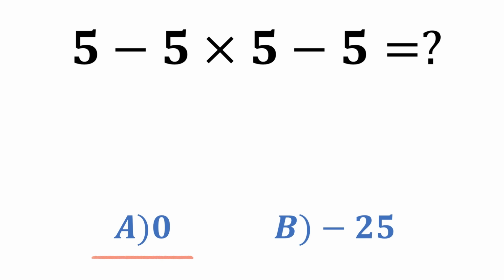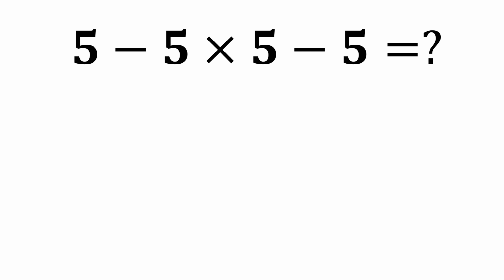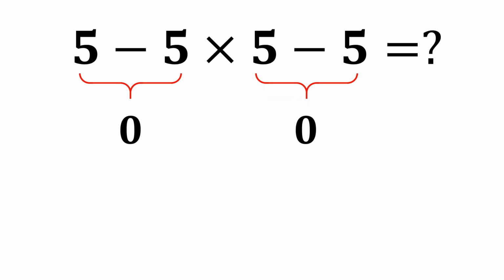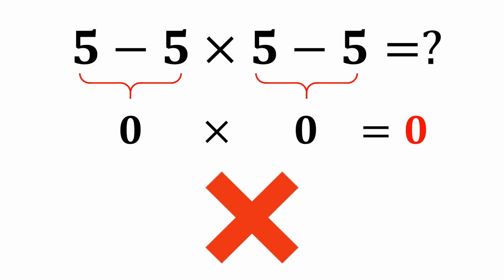If you said 0, let me guess exactly what happened in your head. You thought 5 minus 5 equals 0. Then again, 5 minus 5 equals 0. And finally, 0 times 0 equals 0. Clean, fast, and it even feels logical. But that answer is wrong.